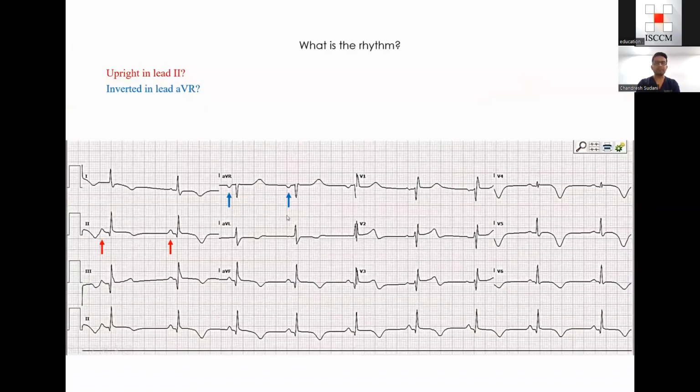In sinus arrhythmia, sometimes the morphology of the P wave can change. Now, what is the rhythm? So here in this ECG, as per the rule, we will look at two things. One is lead 2. Here the P wave is in positive deflection, while AVR is in negative deflection. So this ECG is in sinus rhythm.